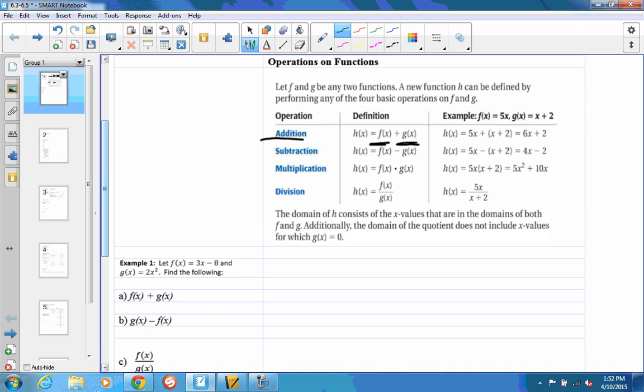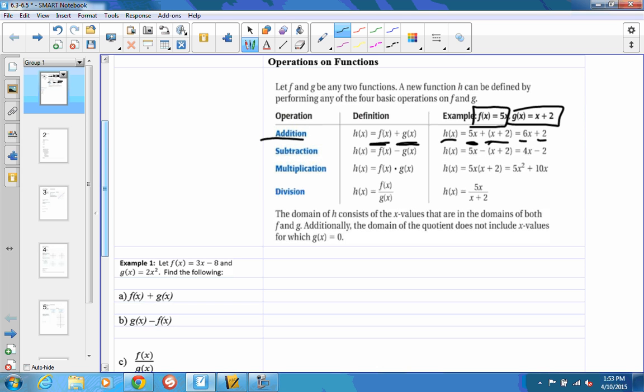And I didn't go over this, guys. F of x is 5x. G of x is x plus 2. So when I go to add f of x and g of x to make h of x, I'm literally just taking f of x, which is 5x, adding it to x plus 2, and when I'm adding or subtracting, I'm just combining like terms, right? You got to keep track of your signs, okay? But 5x plus x is 6x, and then just 2 is 2.